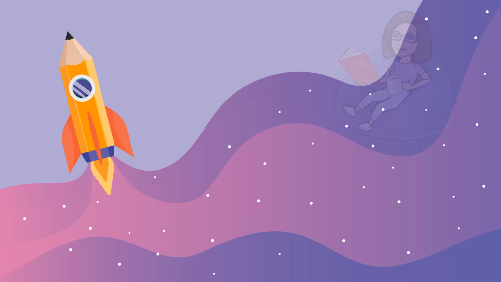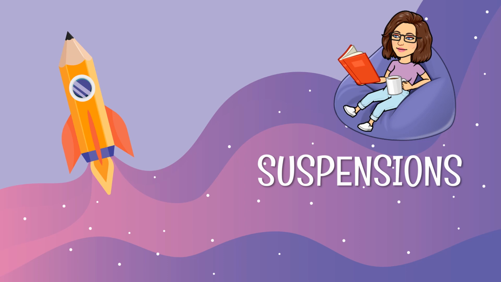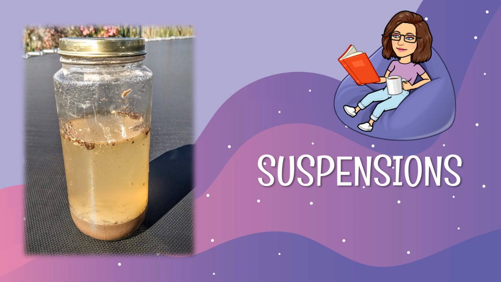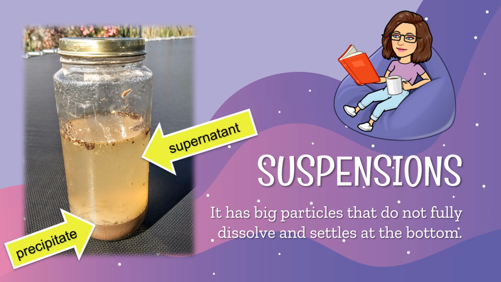But there are more kinds of heterogeneous mixtures, like suspensions. It is when you mix soil in water. The soil particles don't fully dissolve, causing the big particles of soil to later settle down at the bottom of the container. It becomes a suspension. The particles that settle down are called the precipitate, while the liquid on top is called supernatant.